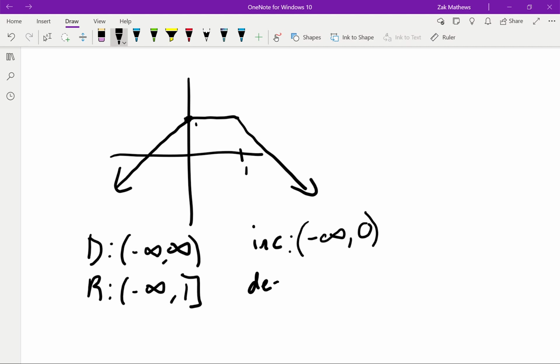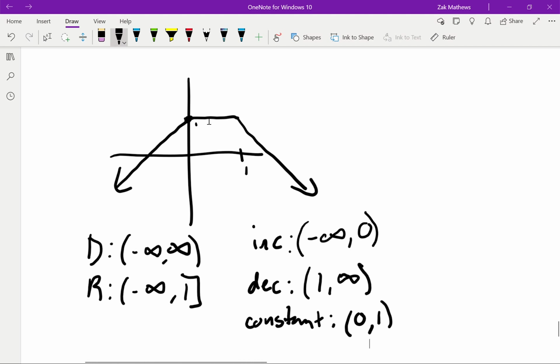The function is decreasing from 1 to infinity. Notice I'm using parentheses again because I will always use parentheses on these. And finally it's constant in that in-between space, so from 0 to 1. From here to here, the function remains constant. We covered the whole domain, from negative infinity to 0, 0 to 1, and then 1 to infinity. We've covered the entire domain. Relative extrema, maxes and mins, there are actually none in this case. Remember the definition, it has to be the largest in its little community.